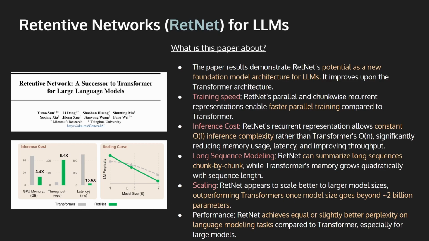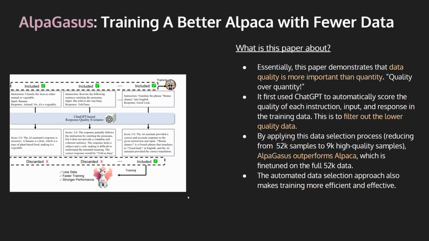Okay, so we talked about performance already from this graph. It has lower perplexity, which is good, right? Okay, and the next paper is called AlpaGasus.